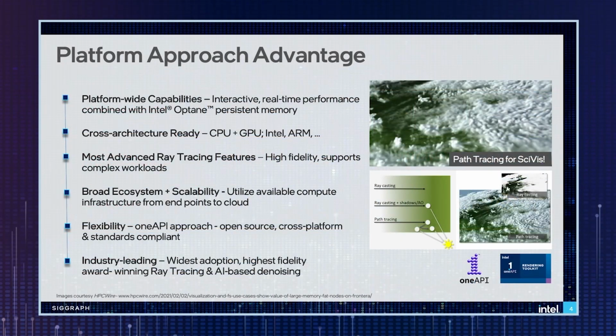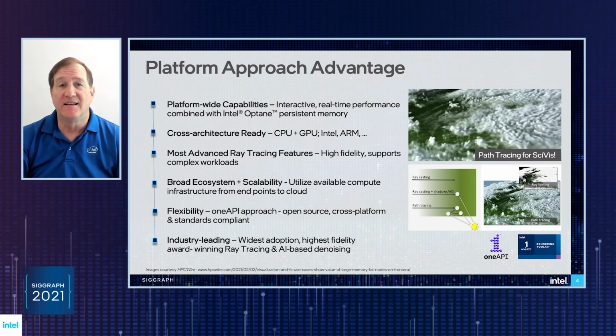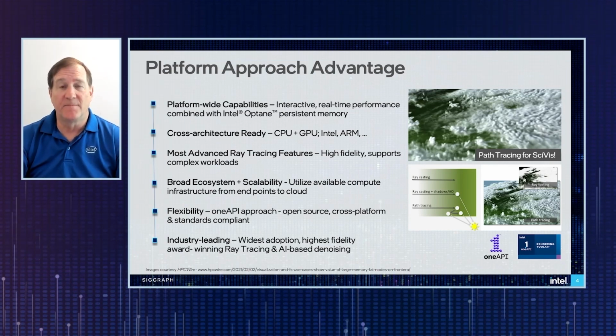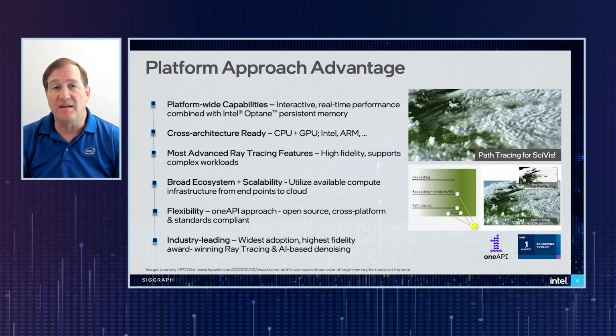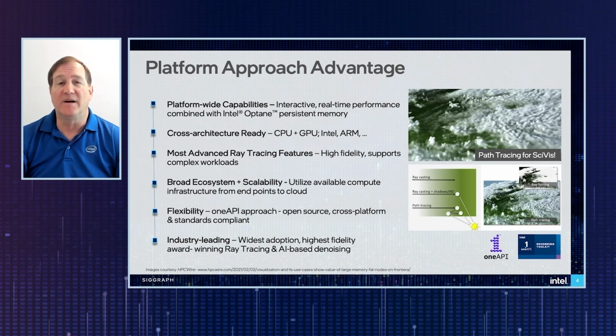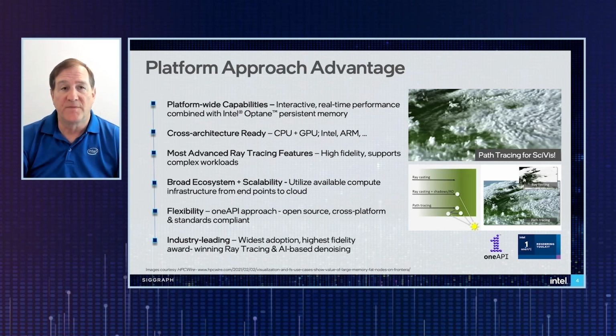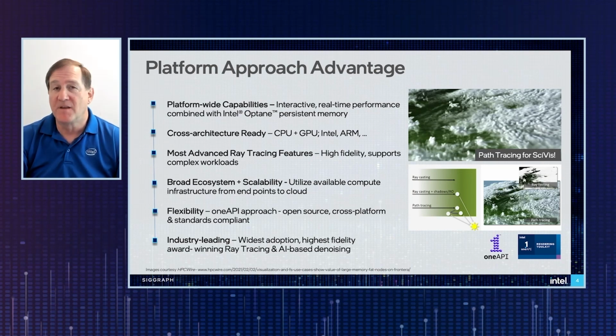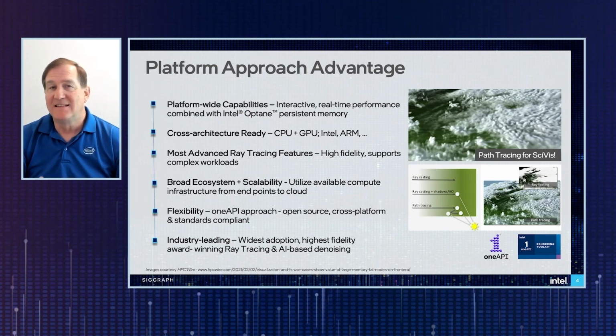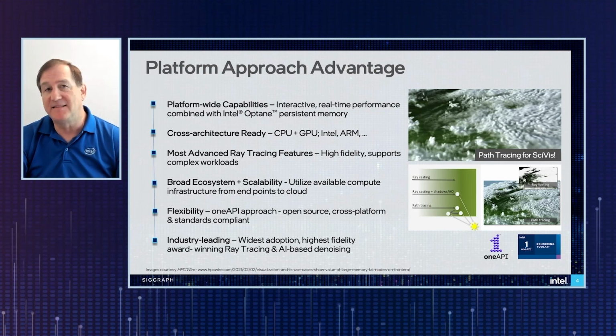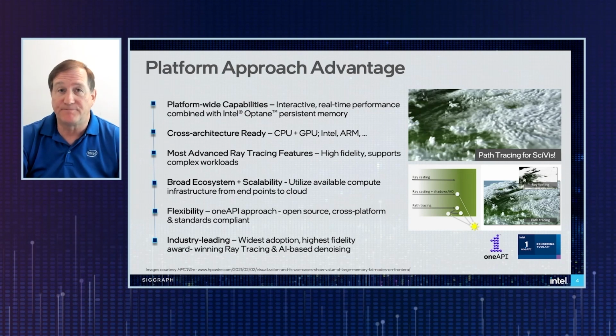So let me tell you a little bit more about our platform approach. Again, we want to take advantage of platform-wide capabilities from the XPUs that are on your platform, CPUs, GPUs, other accelerators, to, more importantly every day, memory: the size of memory, the memory's capabilities, its speed. All these come together to give you a platform view of what you need to do. In particular, Optane persistent memory I see as a huge boon that's just beginning to be able to be taken advantage of.